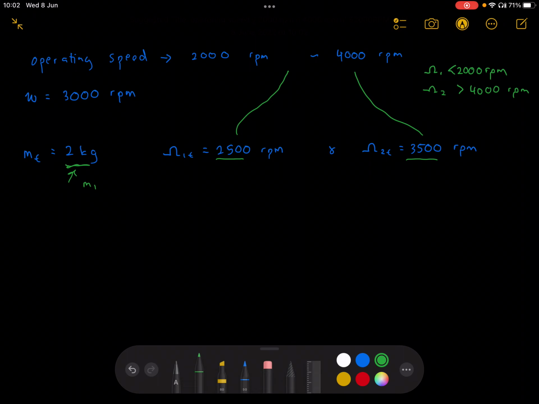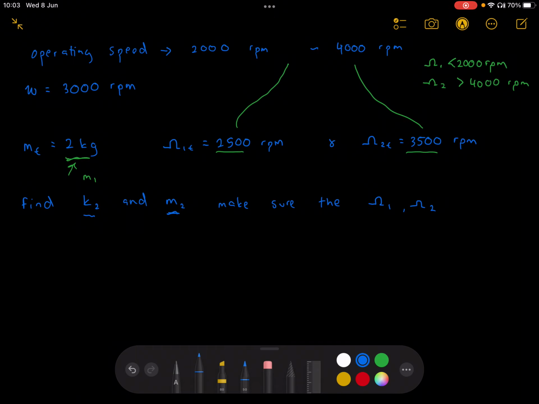What the question asks us to do is to design the absorber, so we need to find K2 and M2, which are the parameters of the absorber. We must make sure the new natural frequency is outside the range, meaning omega 1 must be less than 2000 rpm, where 2000 rpm refers to the operating speed, and omega 2 is more than 4000 rpm.